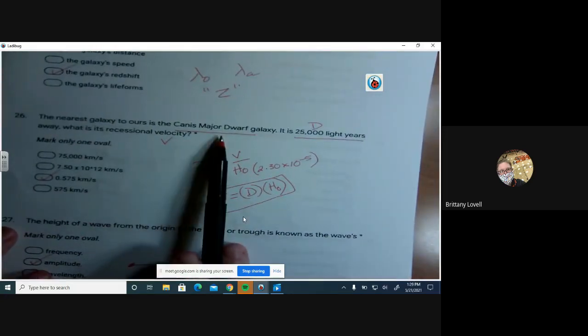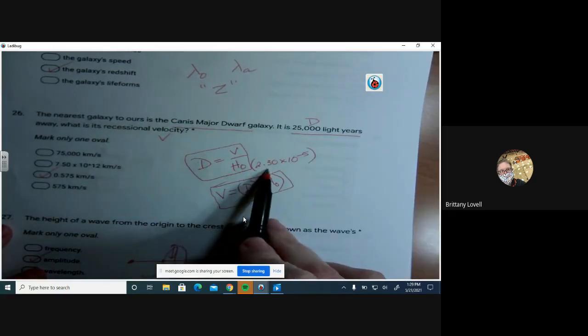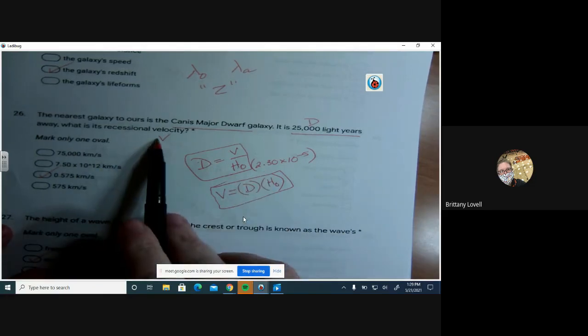okay, the formula for number 26, I think we may have gone over this in the last video, which I worked out. This is the one about galaxies. The distance is in light years. The recessional velocity is what they're looking for. This is the original formula right here, where Hubble's constant is 2.30 times 10 to the negative 5th. But they're asking you to calculate velocity. So what we did last hour is I had them rearrange the formula to solve for v, which looks like this.